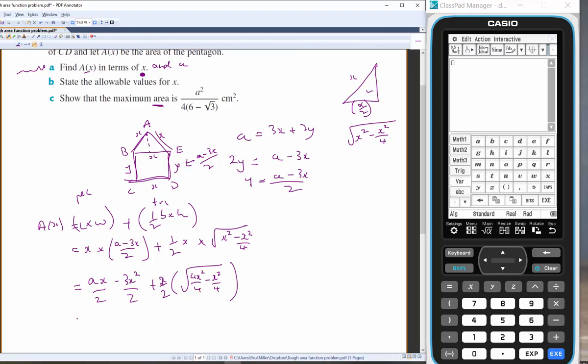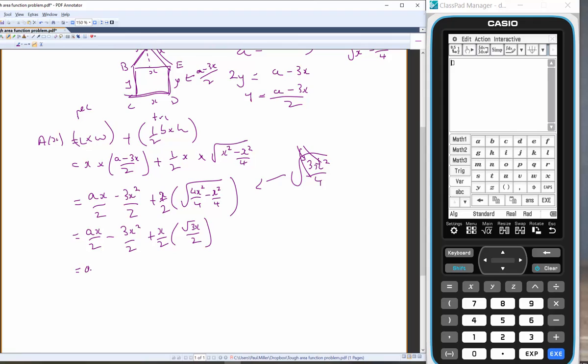So I'm just finding a common denominator there. ax on 2, take away 3x squared on 2, plus x on 2 multiplied by, so this is going to be over here. I'm just going to jump through a few steps here. It'll end up simplifying to 3x squared on 4, which then I'm going to root the 3, root the x squared, and root the 4, which will take me to root 3 x all over 2.